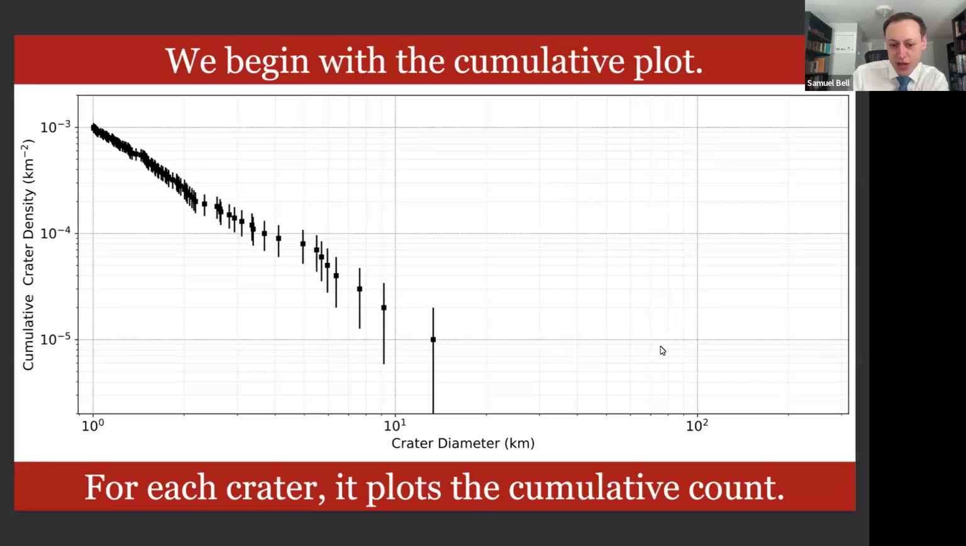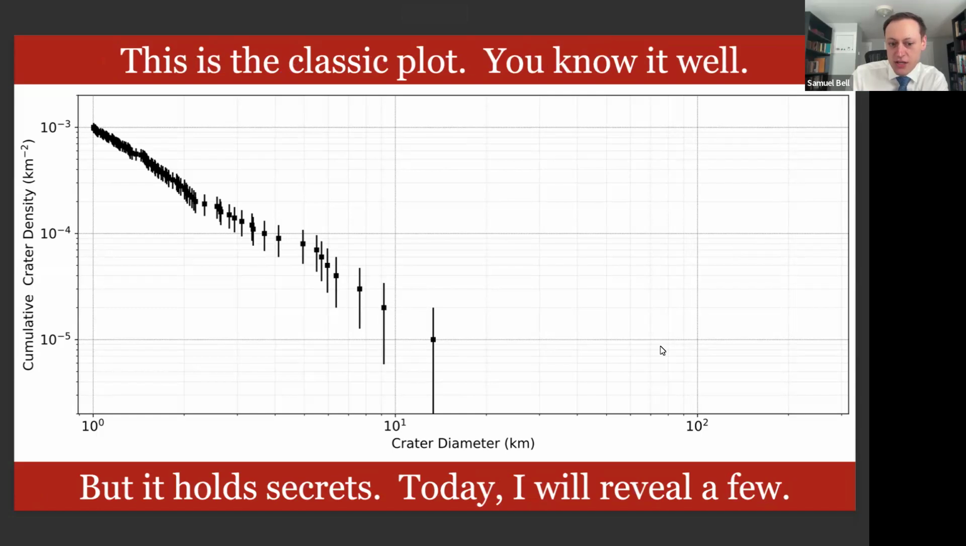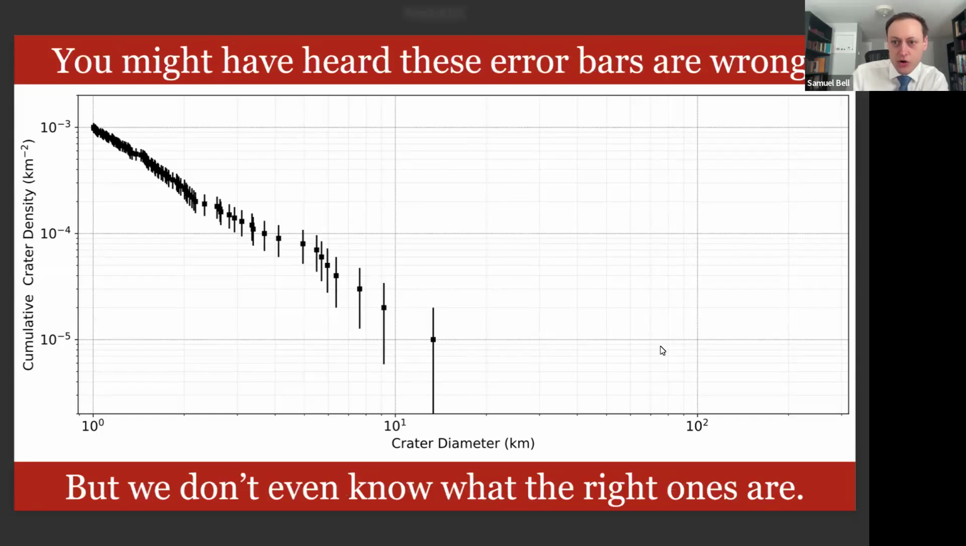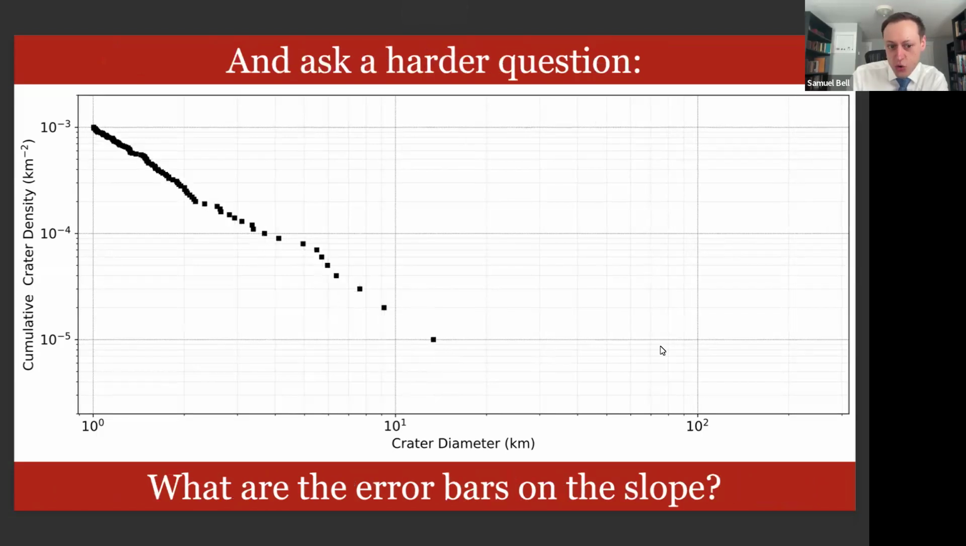We begin with the cumulative plot. For each crater, it plots the cumulative count, the number of craters of at least its diameter per unit area, as standardized by Arvidsson et al. 1979, the Crater Analysis Techniques Working Group. This is the classic plot. You know it well, but it holds secrets. Today, I will reveal a few. You might have heard these error bars are wrong, but we don't even know what the right ones are. I think this is the answer, but we'll get there. For now, let's get rid of them and ask a harder question.